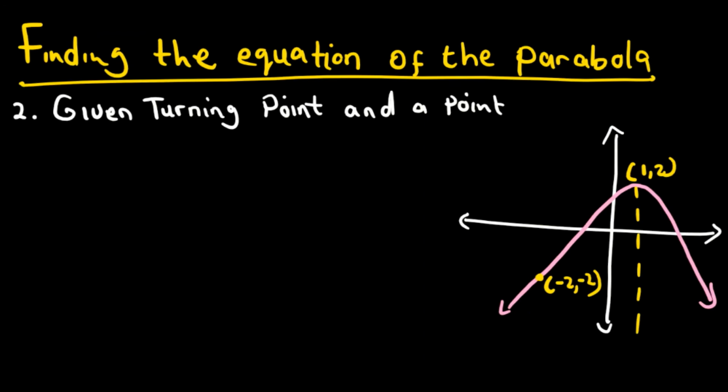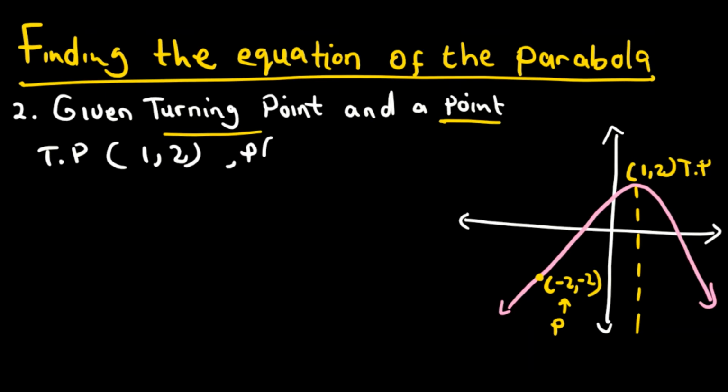So now we still want to find the equation of a parabola, but in this case we are given the turning point of the parabola and a point. This is the turning point that we are given, and this is the point that we are given. Writing them down, we have the turning point of 1 and 2, and the point is given as minus 2 and minus 2, right?